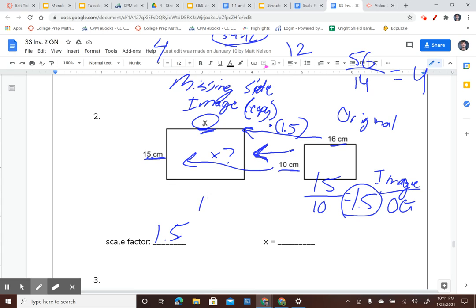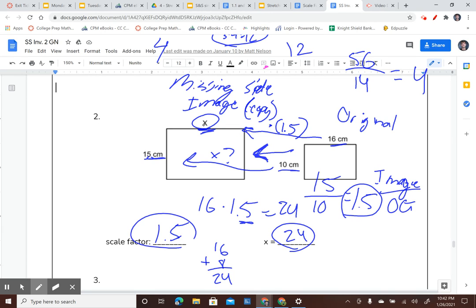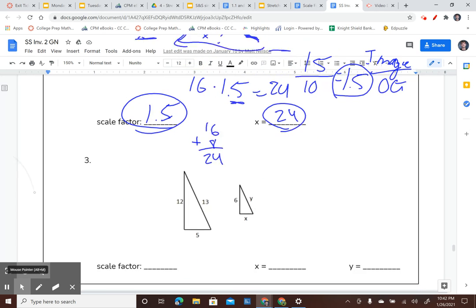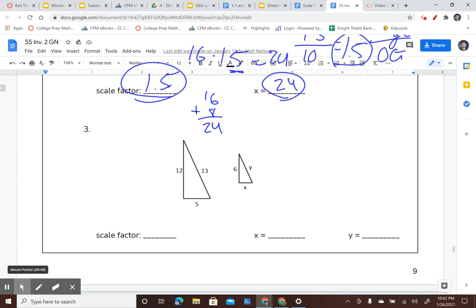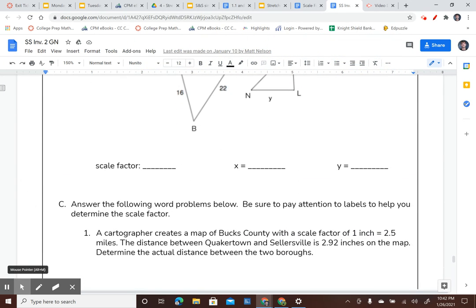So if we do that, we have 16 times 1.5. That's going to be at least 16, right? Because that'd be 16 times 1. And then we have the 0.5. 0.5 times 16 is going to be 8. So 16 plus 8 gives us 24. So my missing side length would be 24 from a scale factor of 1.5. And then I'll have you guys complete 3 on your own, as well as 4.